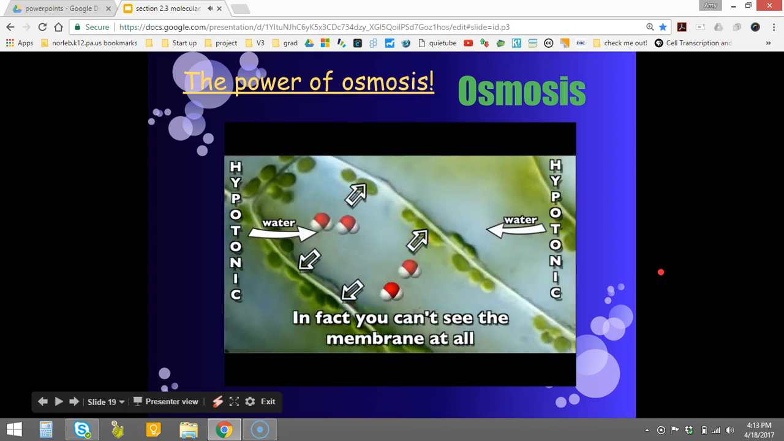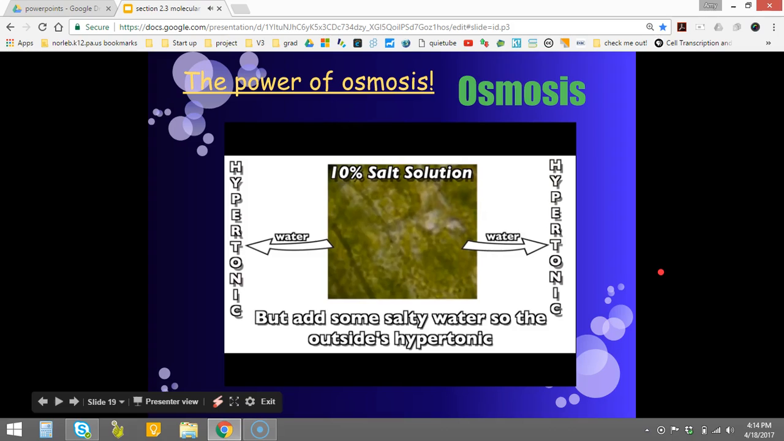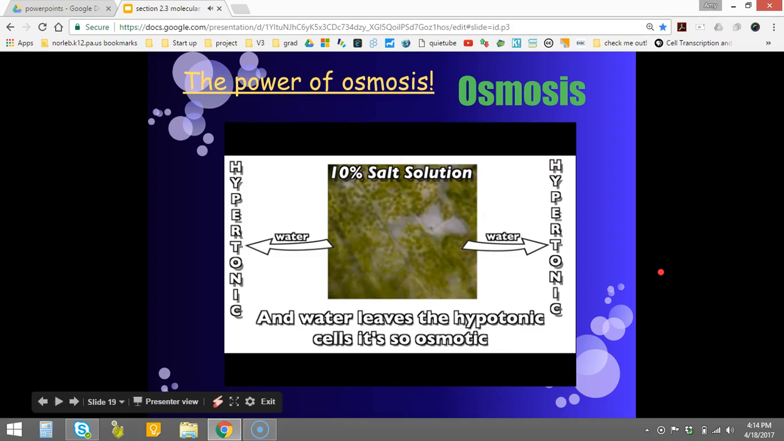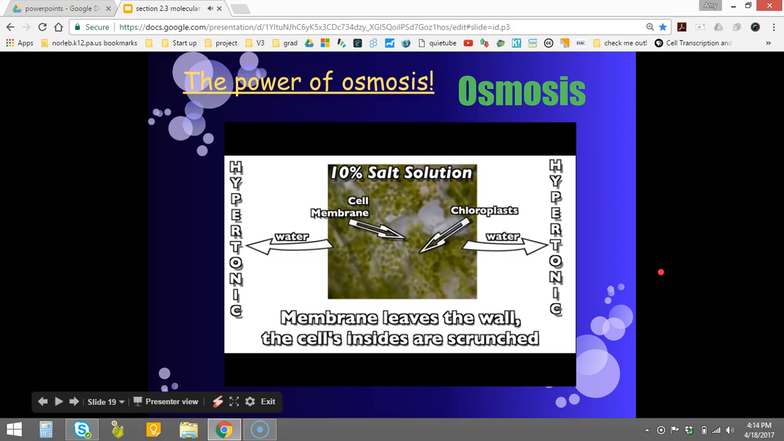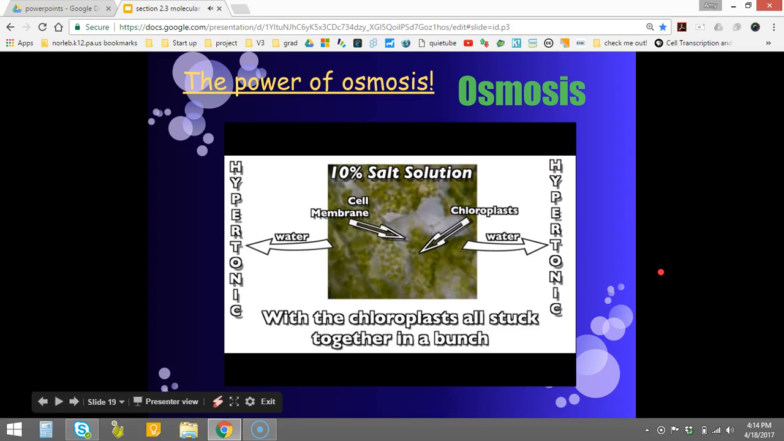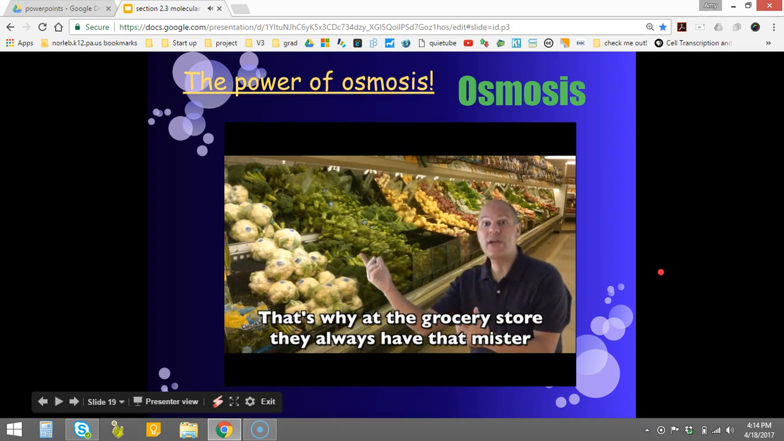In fact, you can't see the membrane at all. But add some salty water, so the outside's hypertonic, and water leaves the hypotonic cells. It's so osmotic. The membrane leaves the wall, the cells inside the scrunch, with the chloroplast are stuck together in a bunch. That's why at the grocery store they always have that mister.